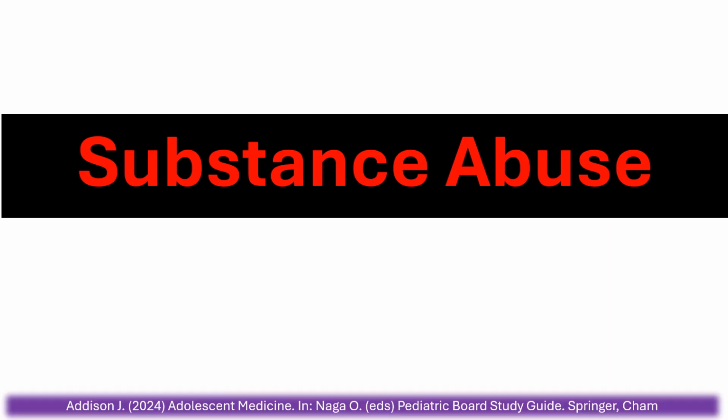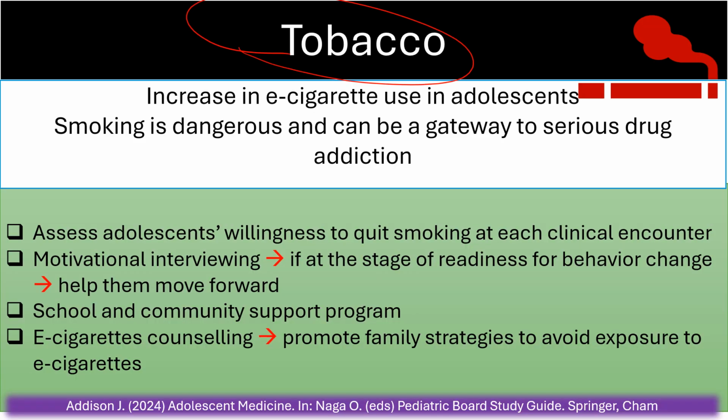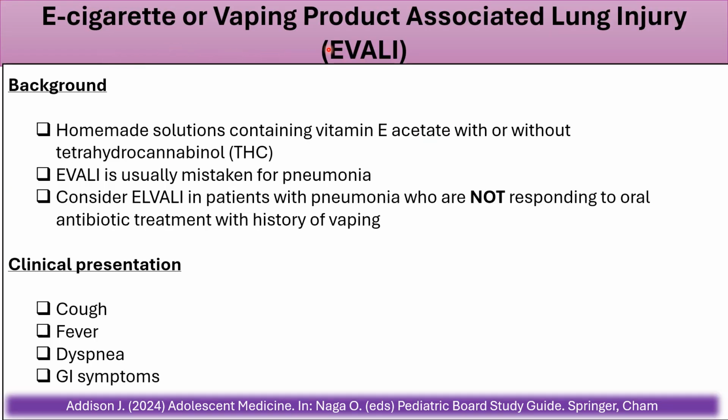Substance and drug abuse. Tobacco use by adolescents can become a serious drug addiction. There is an increase in e-cigarette use in adolescents. Smoking is dangerous and can be a gateway to serious drug addiction. E-cigarette or vaping product associated lung injury, EVALI.